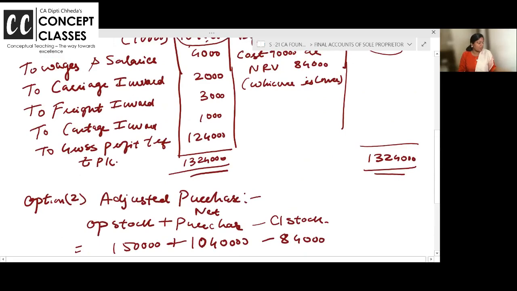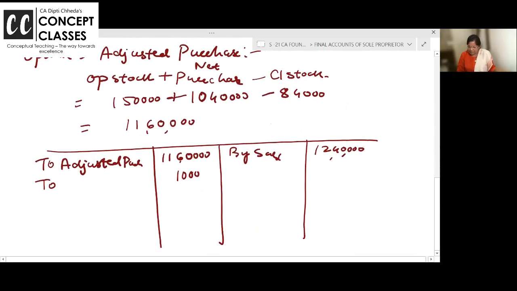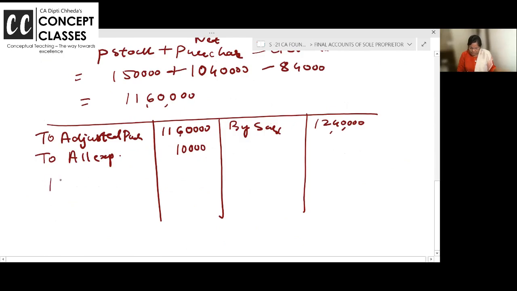Wages is 4,000. Freight, carriage inward and all. Can we do the total and just write all expenses, because I'm just explaining to you. 4 and 2, 6 and 3, 9 and 1, 10,000 is all your other expenses. 10,000, all expenses. Now see how much GP you are getting. This is the flexibility. If the same problem is changed, and you say, ma'am, it came as you taught but was a little different in the exam, will you be able to do it or not?